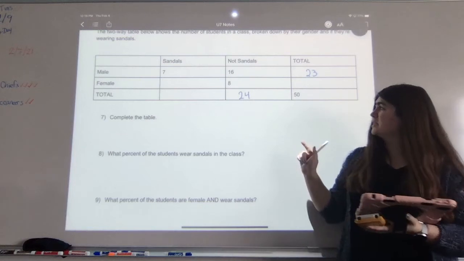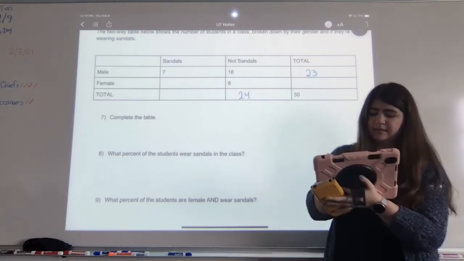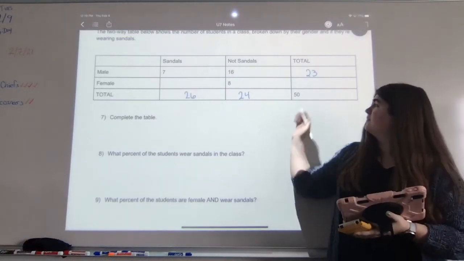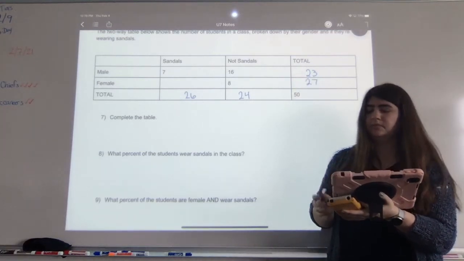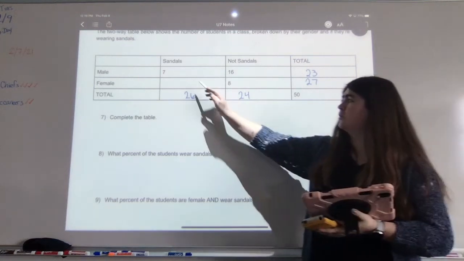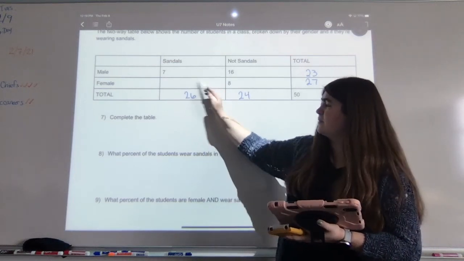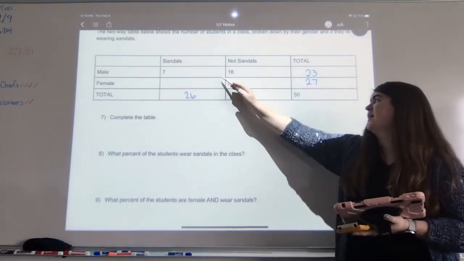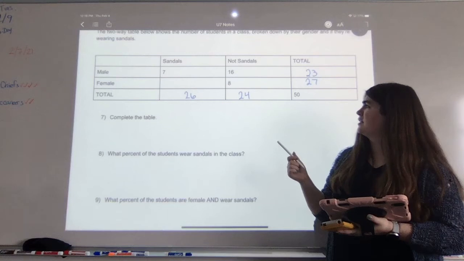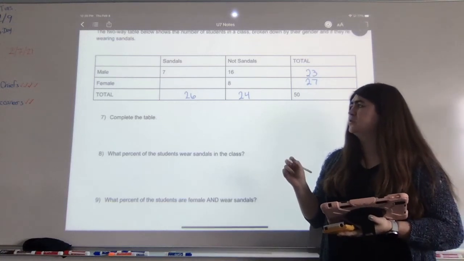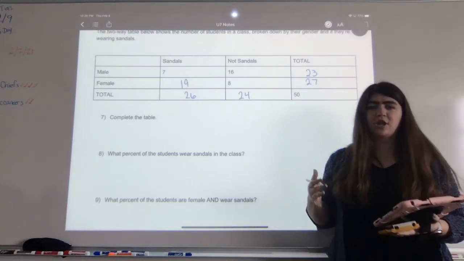And now I need to subtract 24 from 50. 50 minus 24 is equal to 26. And 50 minus 23 is equal to 27. So I should have a number to go here that will satisfy both this addition problem, 7 plus something is equal to 26, and it should also satisfy this addition problem, something plus 8 is equal to 27. So let's think about that. 26 minus 7 is equal to 19. 19 plus 8 is equal to 27, so that checks out.